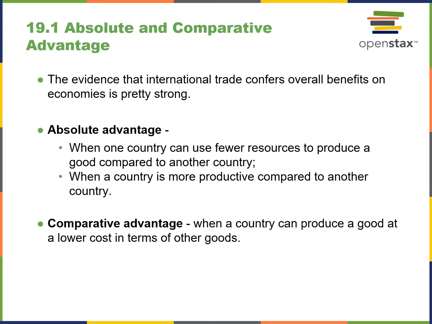These are two terms you probably should know for the test. Absolute advantage is when a country can use fewer resources to produce a good compared to another country, so they're simply more efficient. And as a result of being more efficient, they're more productive. Comparative advantage means that a country can produce a good at a lower cost in terms of other goods, meaning that they are particularly good at producing good A, but subsequent goods such as B or C maybe less so.